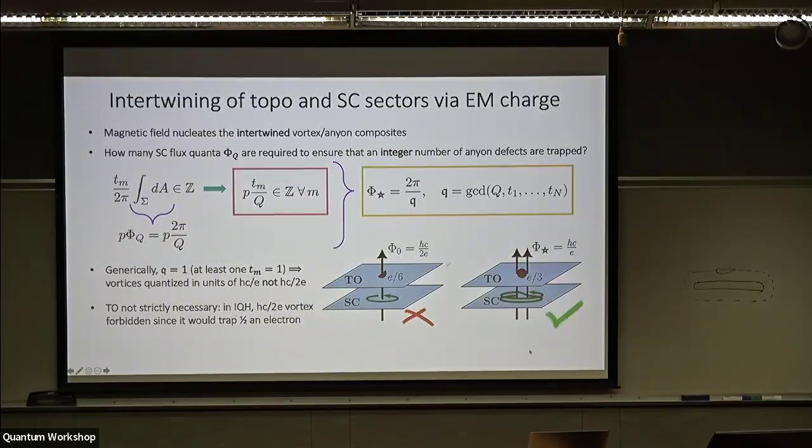Now, everything I am saying assumes that these are anyons. The topological order is actually not strictly necessary. This argument would follow through if you have an integer quantum Hall state. In the integer quantum Hall state, instead of trapping an anion, you trap an electron. You can't trap half an electron in an integer quantum Hall state either. So even in the cases where you don't get full topological order, these arguments still work. I will, however, continue to call this an anion superconductor.